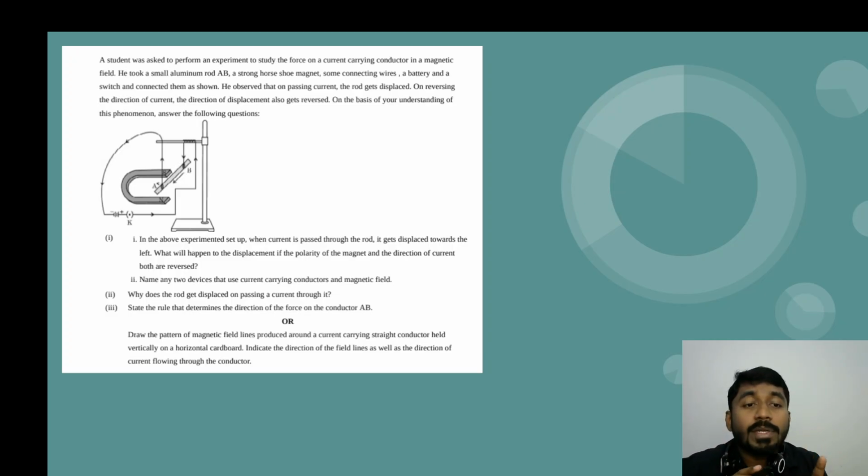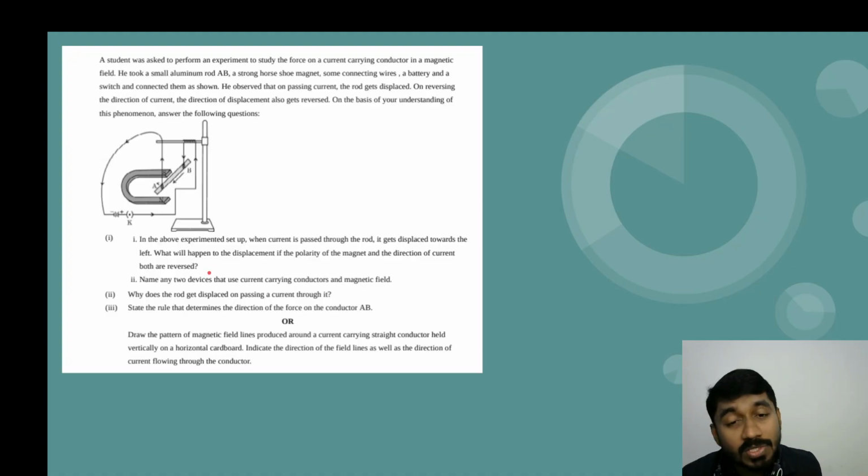Now what will happen to the displacement if the polarity of the magnet and the direction of current both are reversed? So the deflection is depending on the direction of magnetic field and the direction of current, and you use the left hand rule. If either one is changing, definitely the force will reverse. But here we are changing both equally. We are reversing the direction of the magnetic field, and we are reversing the direction of the current. Of course, there is no change going to happen.